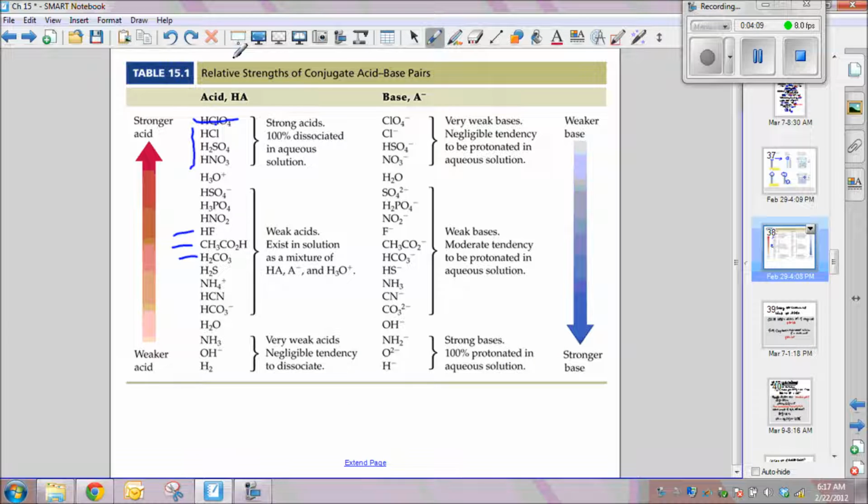Here are some strong and weak acids. I crossed this one off. That's perchloric acid because you don't need to know it, but notice here are your strong acids up on top, the 3 that you need to know. And some examples of weak acids that we've talked about right down here: hydrofluoric, there's acetic acid or vinegar, there's carbonic acid right here.